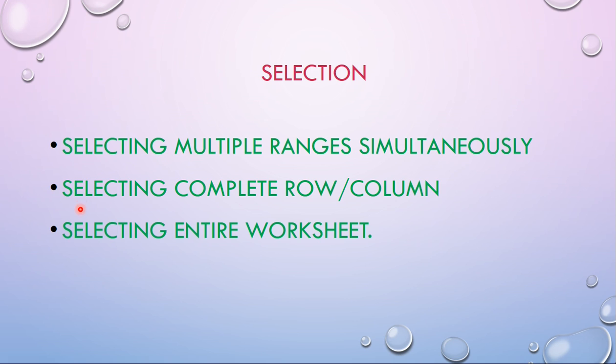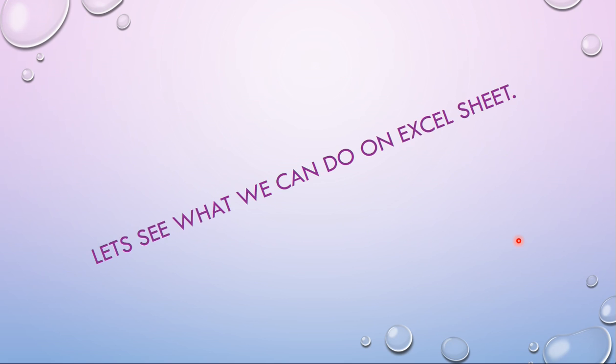The second thing which we are going to study today is selecting a complete row and complete column. As we know, an Excel sheet is a combination of rows and columns, so we can select only a row or only a column. How, we will definitely see on the sheet also. And for selecting the entire worksheet, this is the last topic. Let's see what we can do on the Excel sheet.